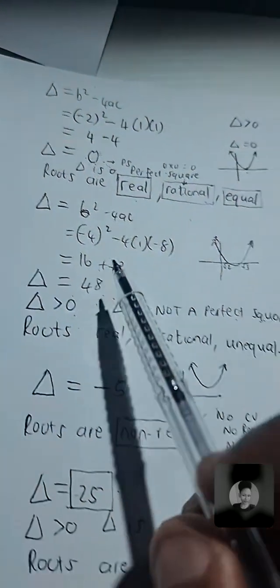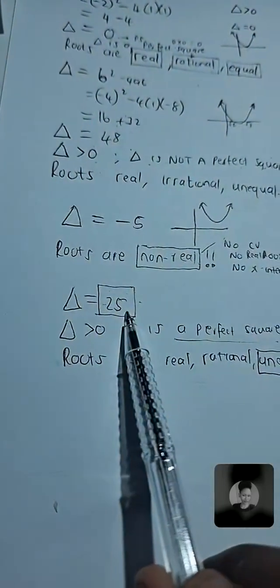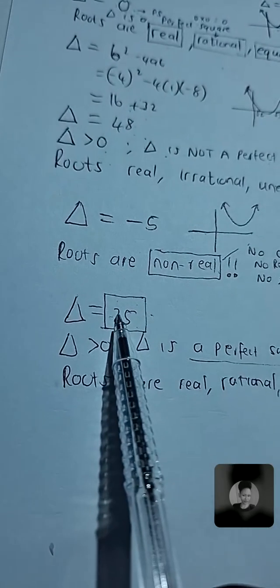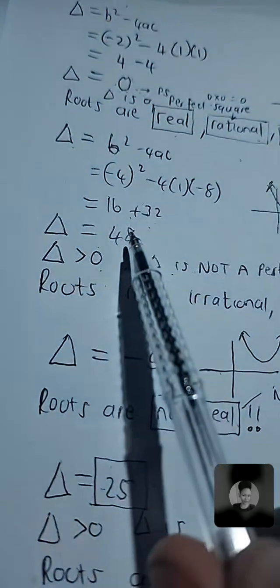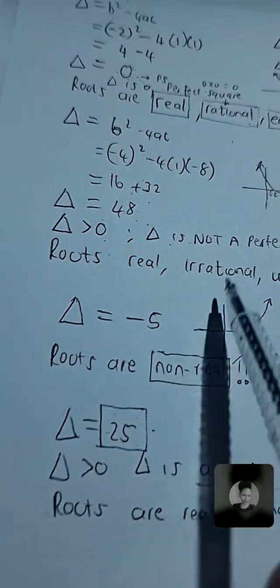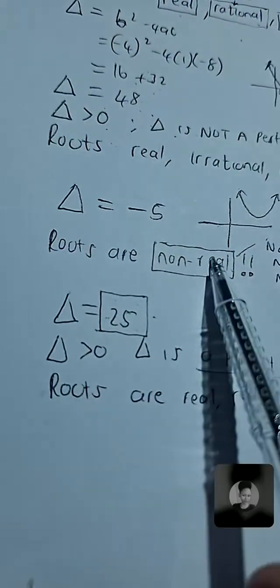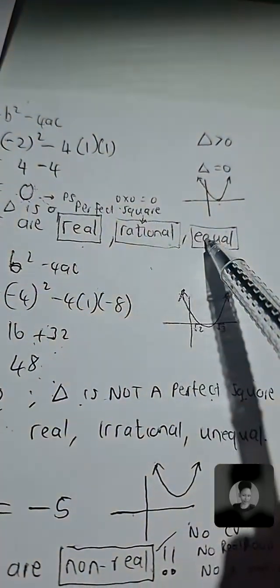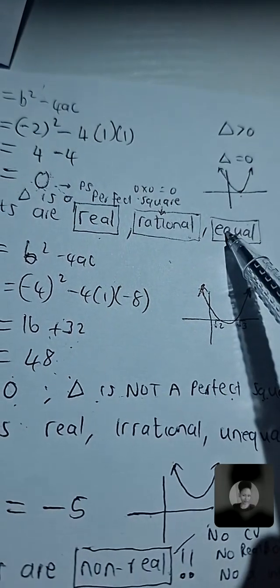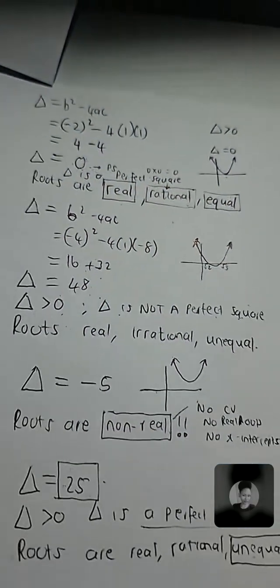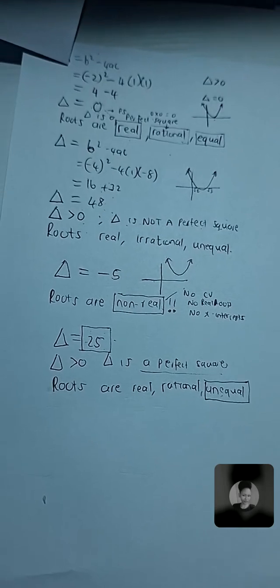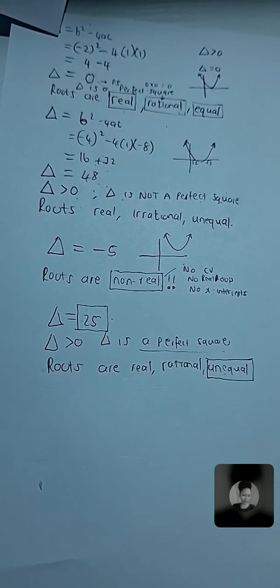Delta is 48. Roots are unequal. Delta is not 0. Delta is 25. Roots are unequal. But if it's a perfect square, roots are rational. If it's not a perfect square, roots are irrational. Obviously, when it's a negative number, only one thing, non-real. If delta is equal to 0, then of course, the roots are equal. Okay? I hope this makes sense. I hope this is clear for you. These are the conditions that we find our roots being under.